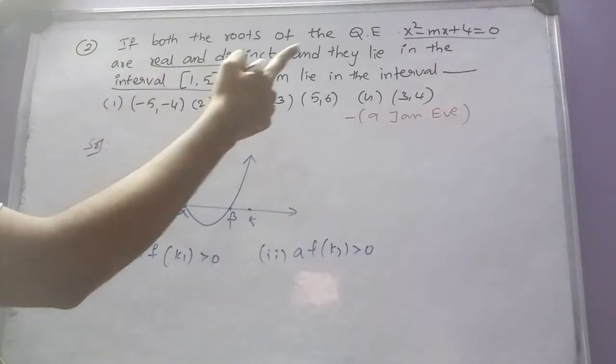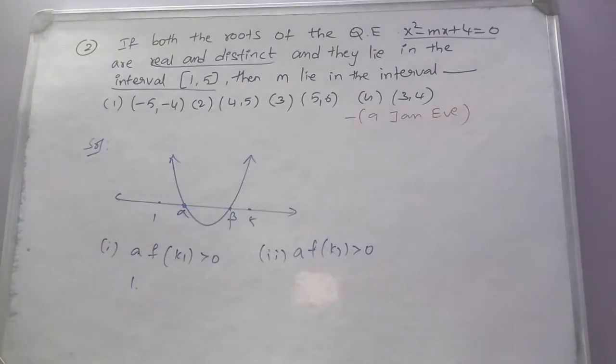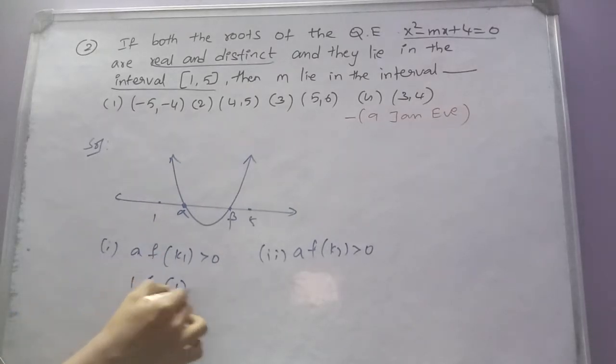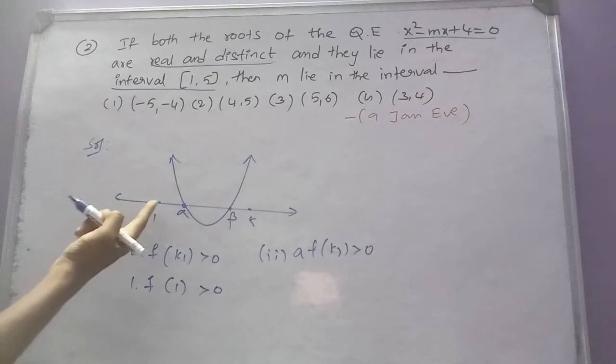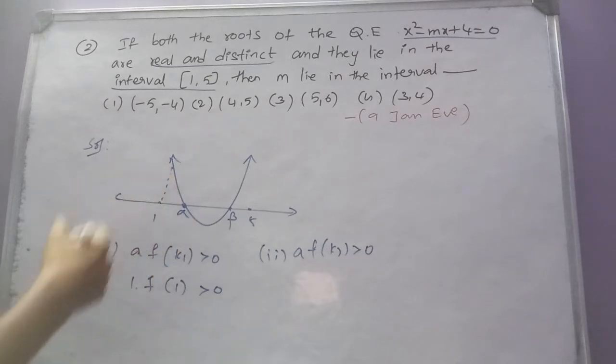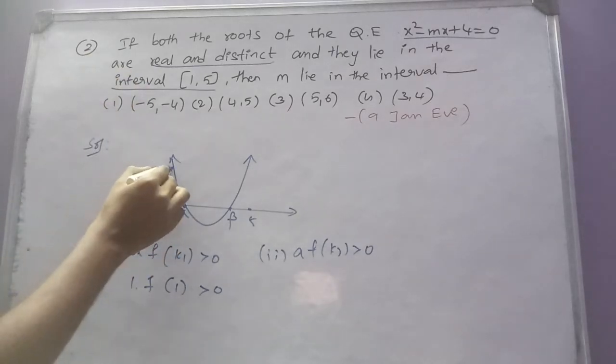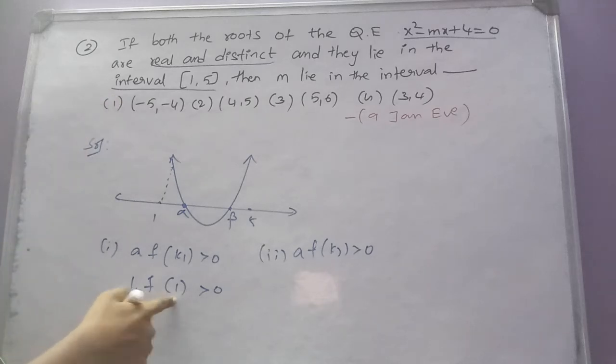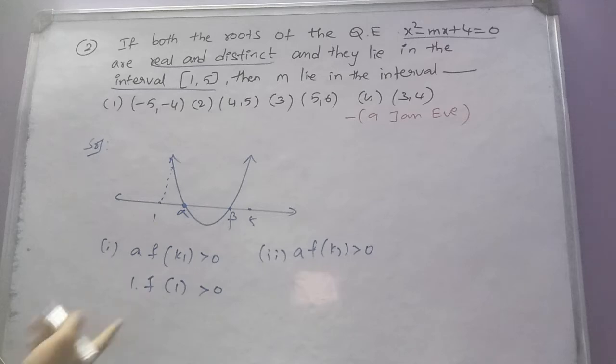So a is the coefficient of x square, which is 1, into f of k1 is 1. Observe that at 1, if you go to the graph, it is above the x-axis, right? So f of 1 is above the x-axis. So f of 1 is positive. It's as simple as that. So 1 into f of 1 is greater than 0. Solve it. Find f of 1.